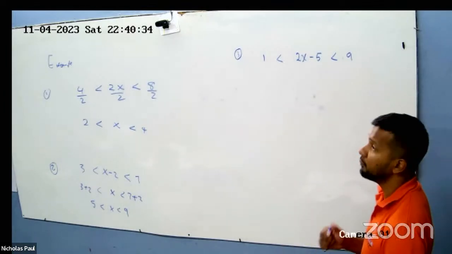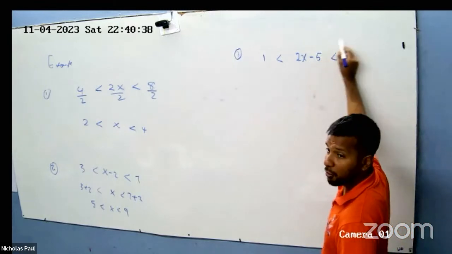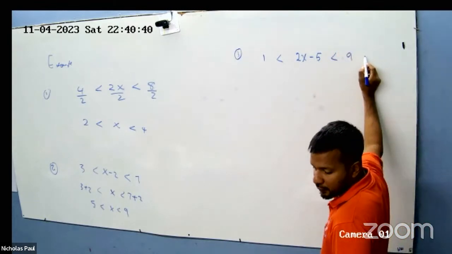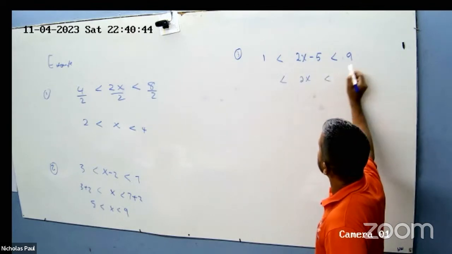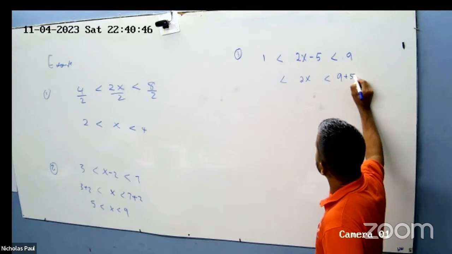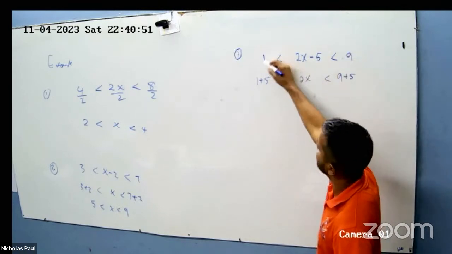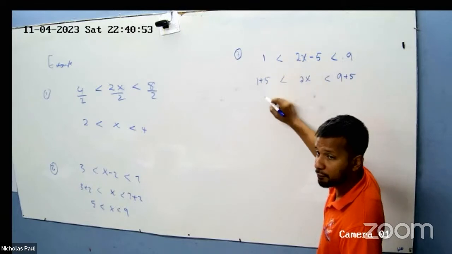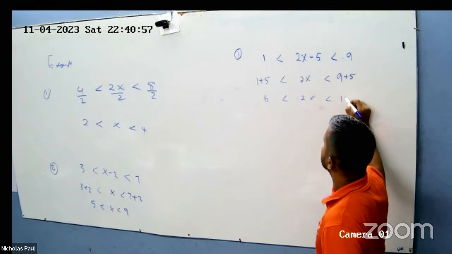Alright, so let's see. First thing you're gonna do is what? Carry across the minus 5, right? So you'll get 9 plus 5. You're doing the same thing here, plus 5. Whatever you do here, you're doing it here. Okay? So now you have 6 is less than 2x is less than 40.